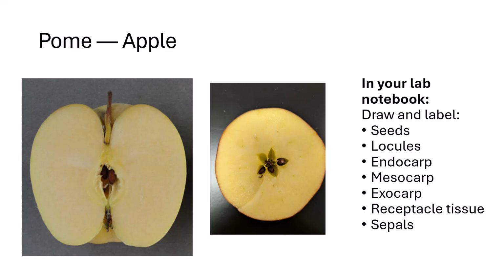Look at this cross-section of the apple where you can clearly see the star-shaped pattern of the carpels. How many carpels are present in the ovary? Did you count 5? Draw and label the structures in your notebook.